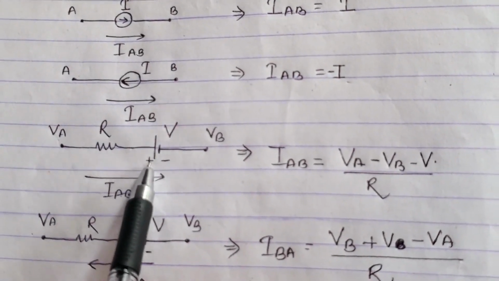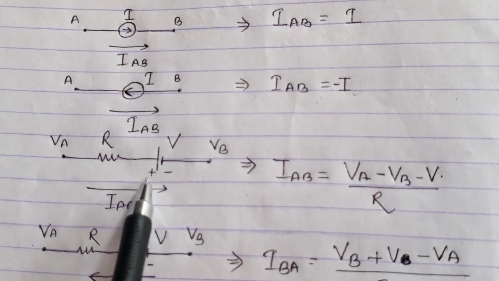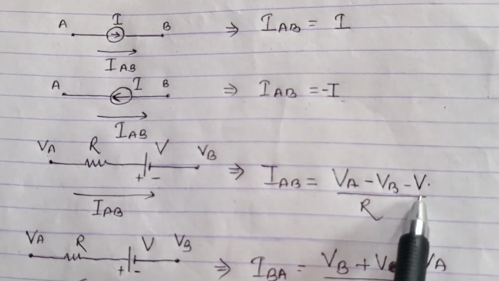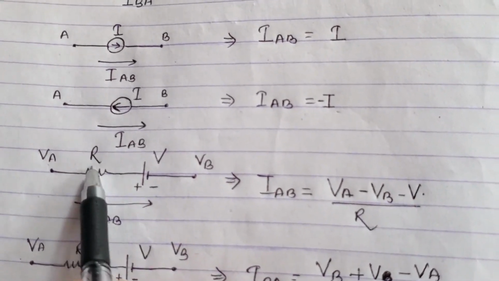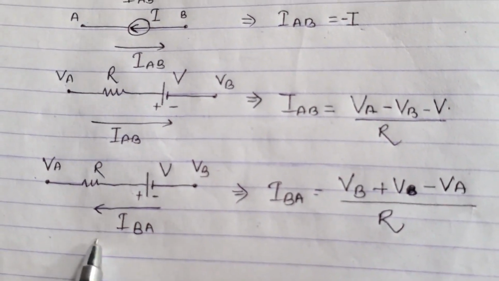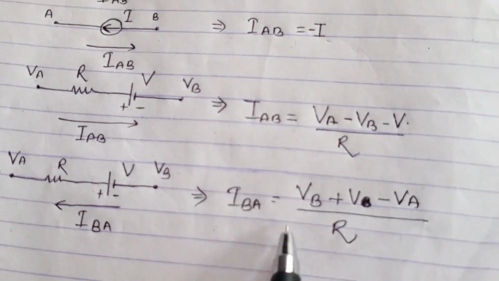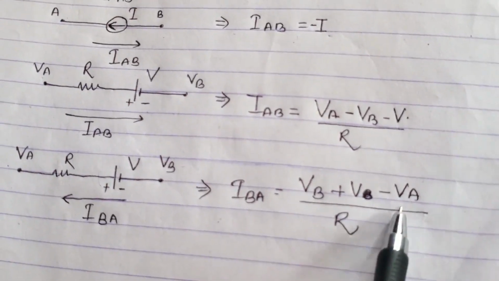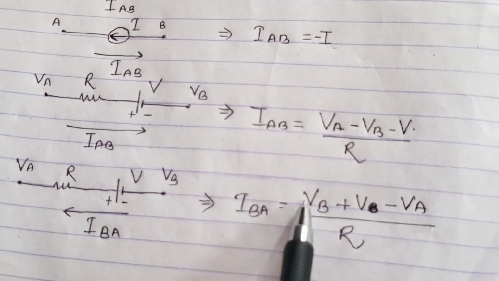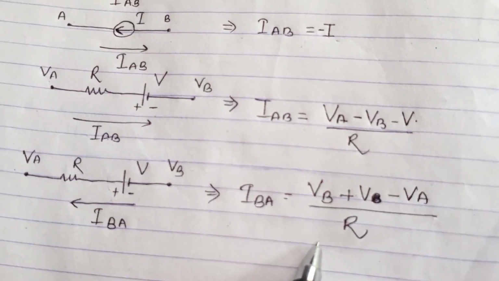Then for this you will watch the direction as it is moving from positive to negative. That's why plus to minus. Plus to minus means we will have a negative sign: minus V upon total resistance. Similarly, if you have assumed the direction the other way around, B to A, then you will have VB minus VA potential difference, and for the direction minus to plus, minus to plus means a positive sign, plus V upon R.